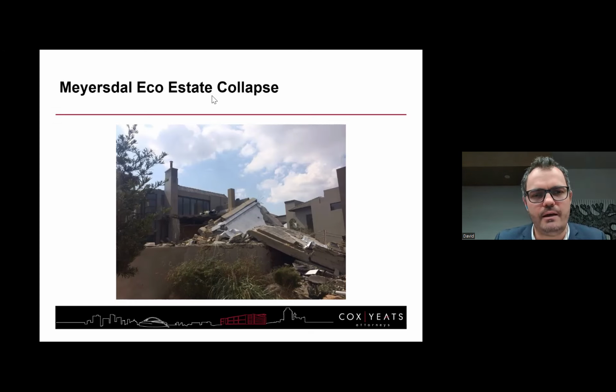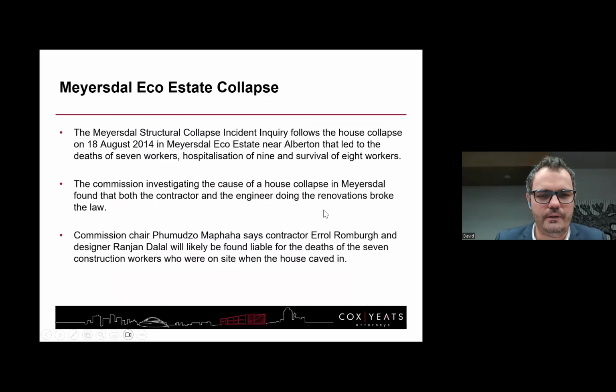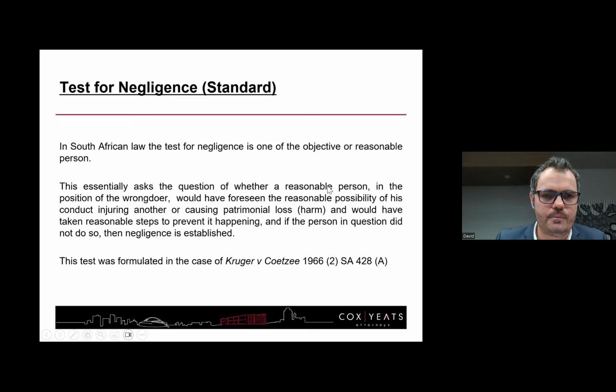So the Mayorsdale eco-estate collapse, this is a collapse up here. Sadly, workers were killed. It's terrible. The collapse occurred in 2014. It's a house, believe it or not, that massive structure. There were internal renovations taking place. The Department of Labour held a public inquiry. So 7 construction workers died on site. And there, the contractor was held liable. So was the employer, because of who was responsible for the design.